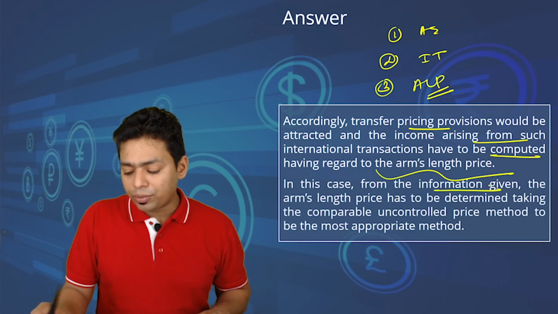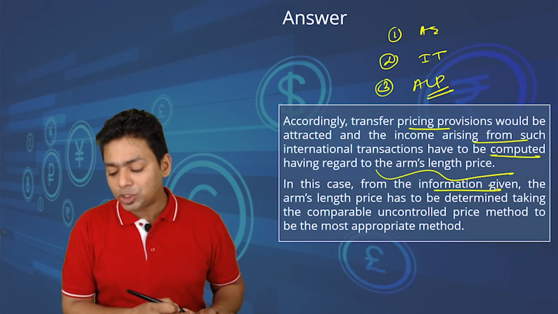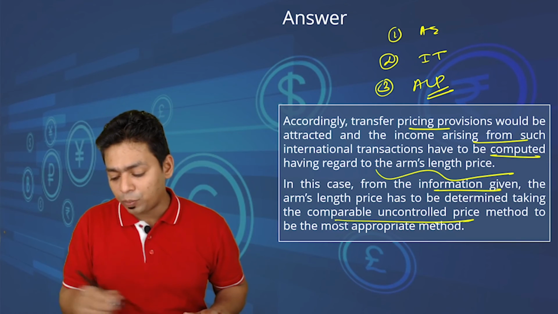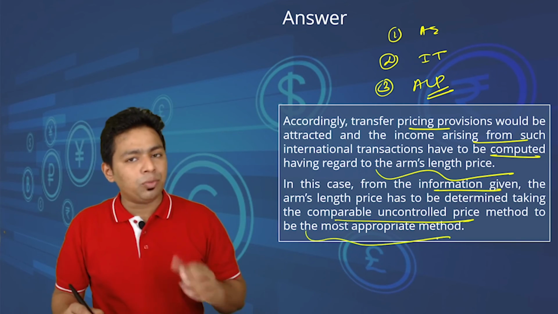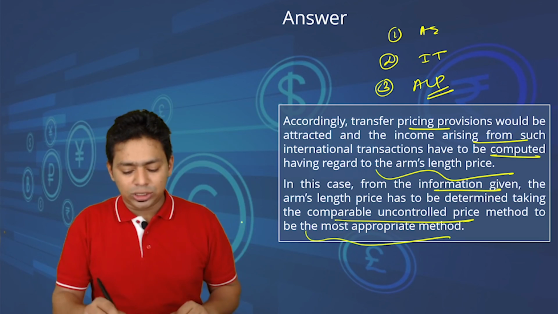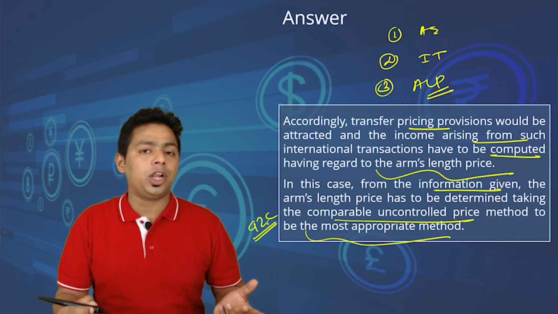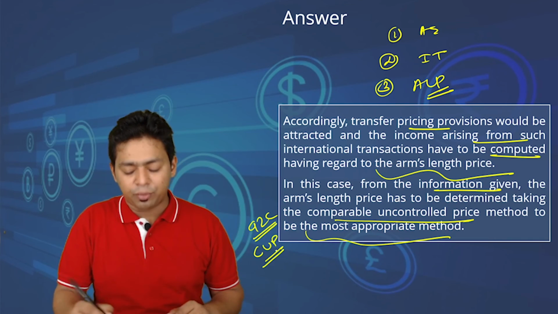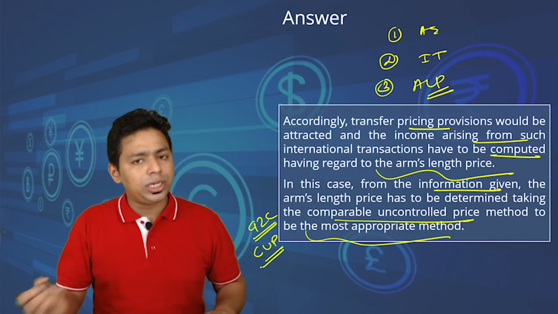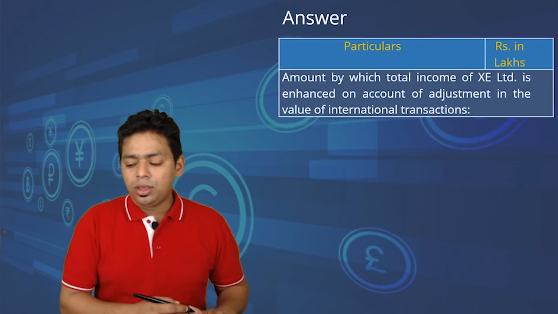In this case, from the information given, the arm's length price has to be determined taking the comparable uncontrolled price method, because that is the most appropriate method according to the data. So this is the method under section 92C, which method you have to follow. As I told you, the CUP method will be one of the most common methods. So here also it is the CUP method.